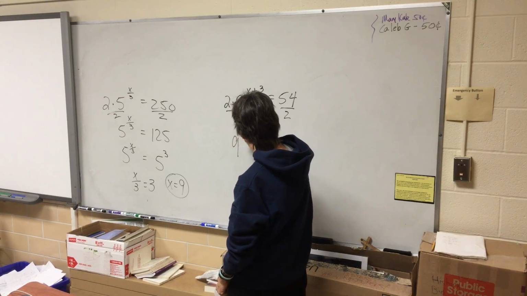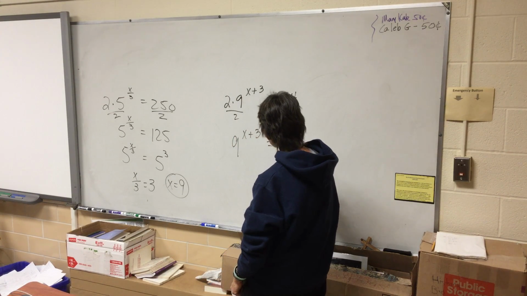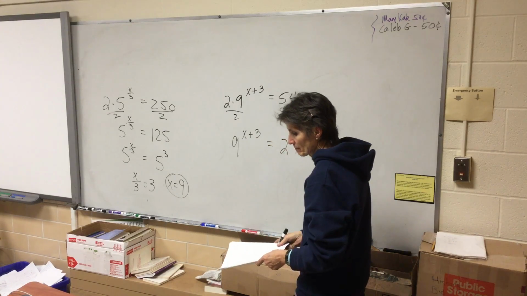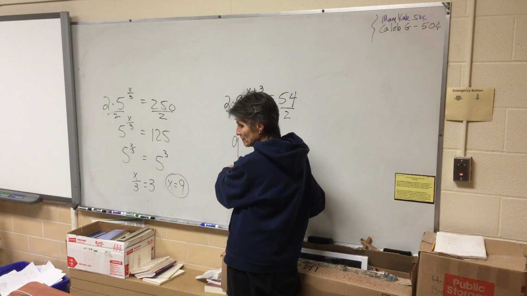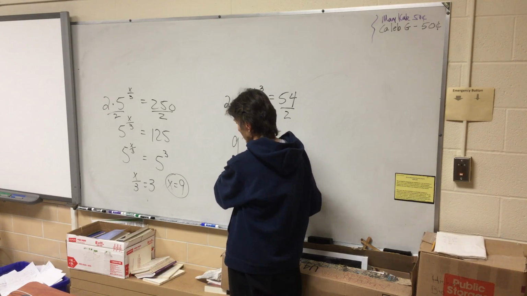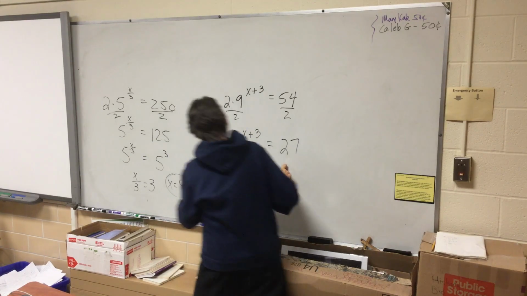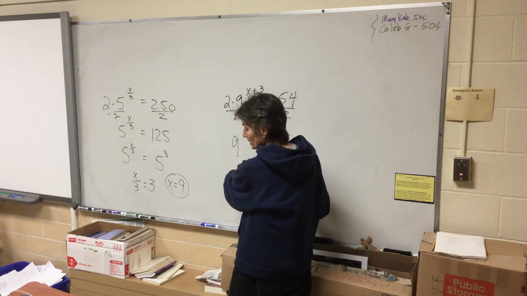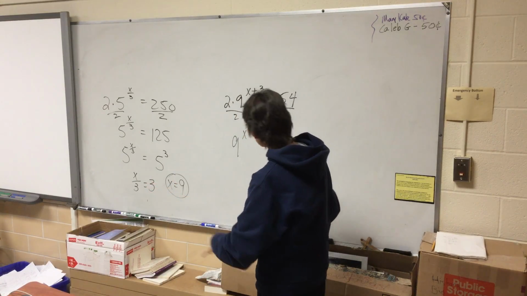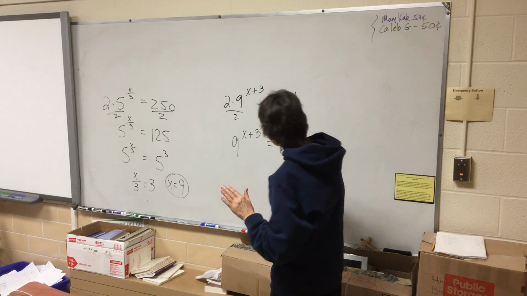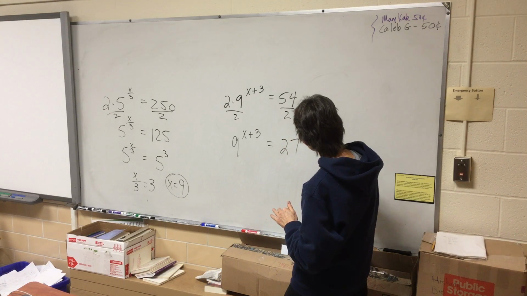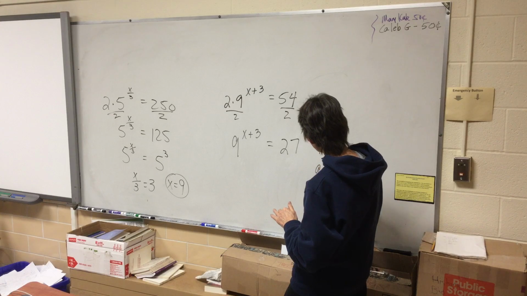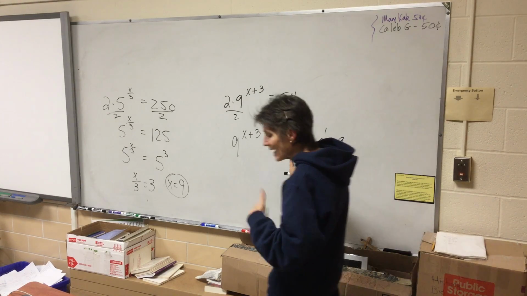So 9 to the x plus 3 equals 27. Yes. These are not the same number. We have to make them the same number. Like we had 2 5s here. We have to make these match. Now I know there's somebody out there thinking, oh, make this a 9. Kids, you can't make 27 a 9. Because 9 to the first is 9 and 9 squared is 81. You can't get 27.